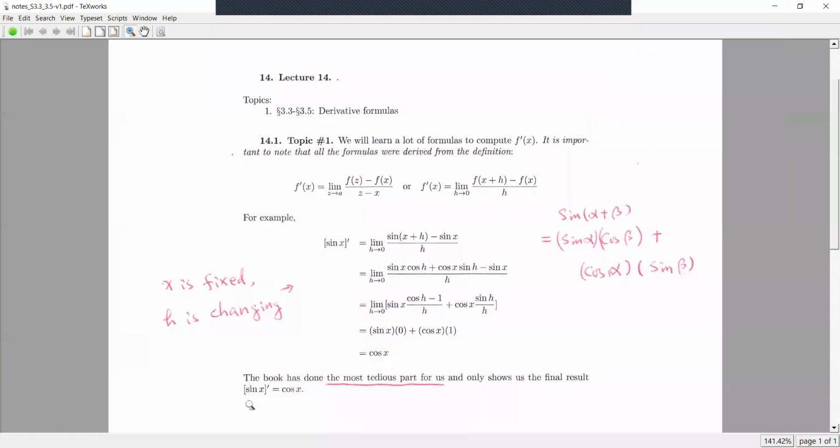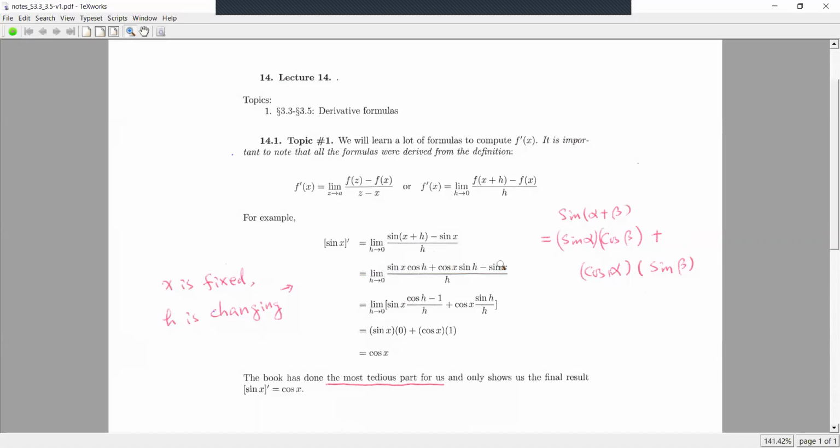For example, derivative of sine is cosine. How to get this result? To compute the derivative of sine, we have 2 formulas to use. Let me use the second formula. By the second formula, derivative of sine is this limit. Now, expand sine of x plus h by this trigonometry formula, then I have this equation.